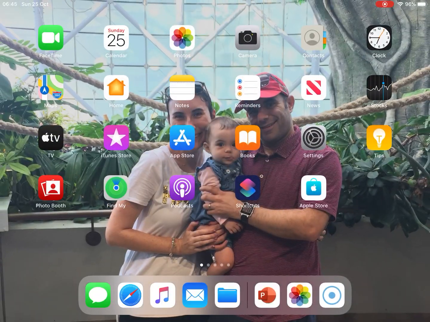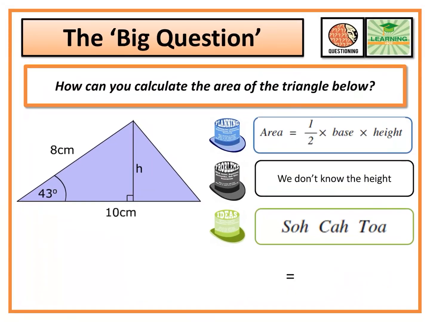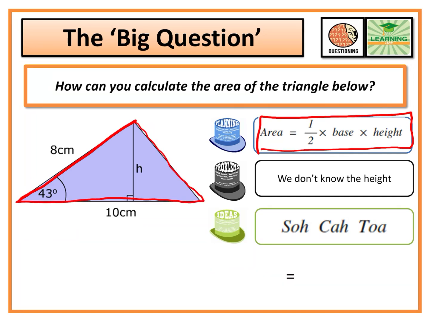Okay, year 11, last intro video. This time what we're going to be doing is using a bit of trigonometry to find the area of a triangle. Obviously you know that the area of a triangle is a half times the base times the height. But what if you've got a situation like this where you don't know the height? Instead, what you have is two sides and the included angle. So that 43 is between the two sides that you know.